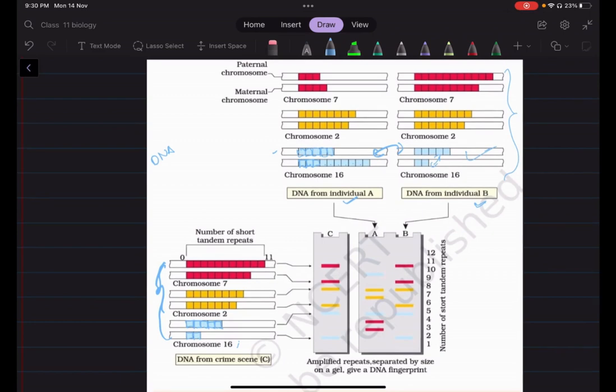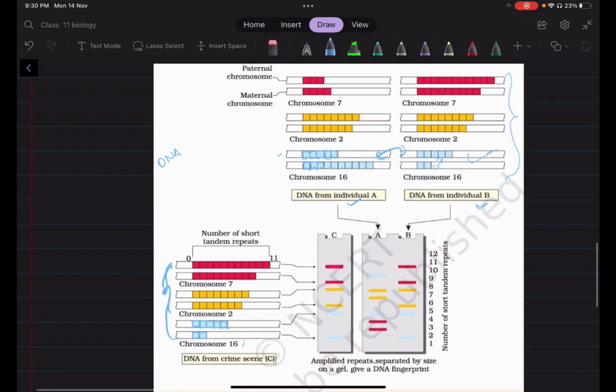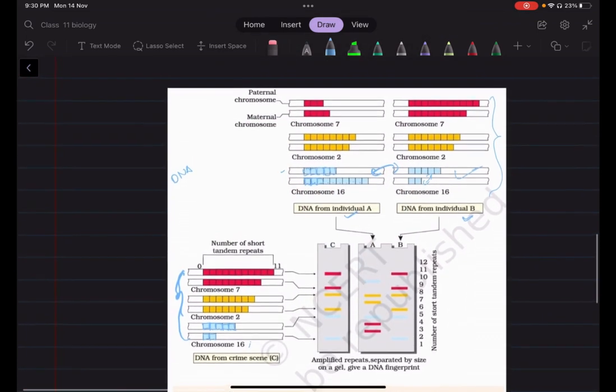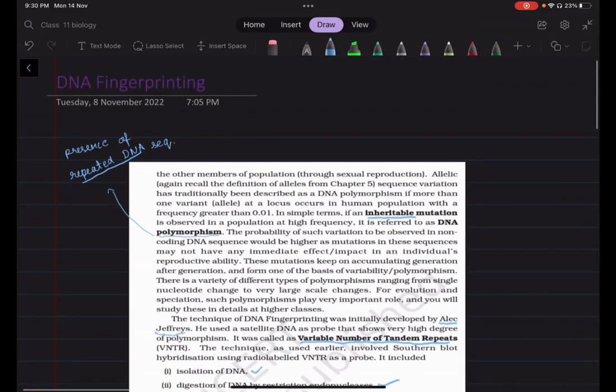Like this, we can even find out parents or genetically related persons too, because as we are genetically related, the number of VNTRs present on particular chromosomes will be similar. So I hope you understood the basics of DNA fingerprinting.